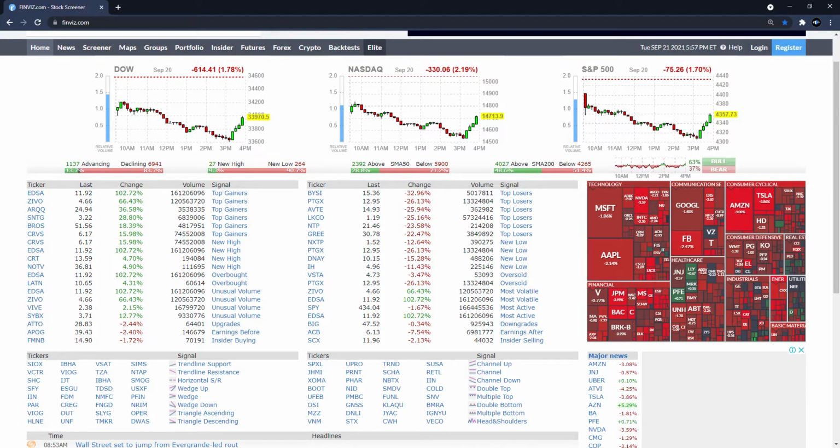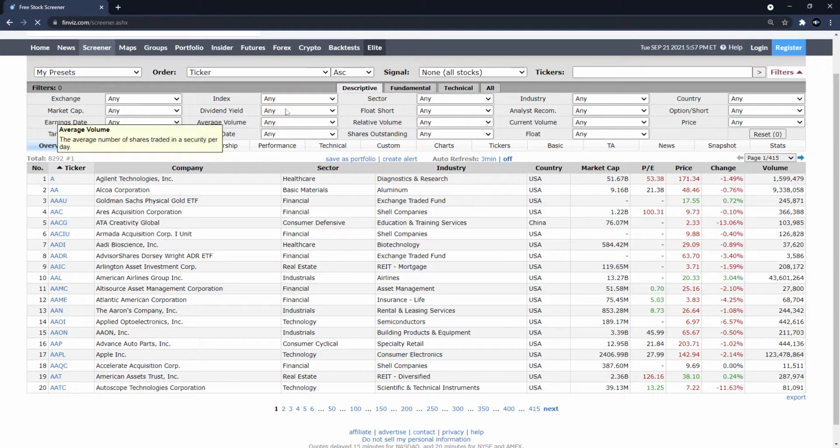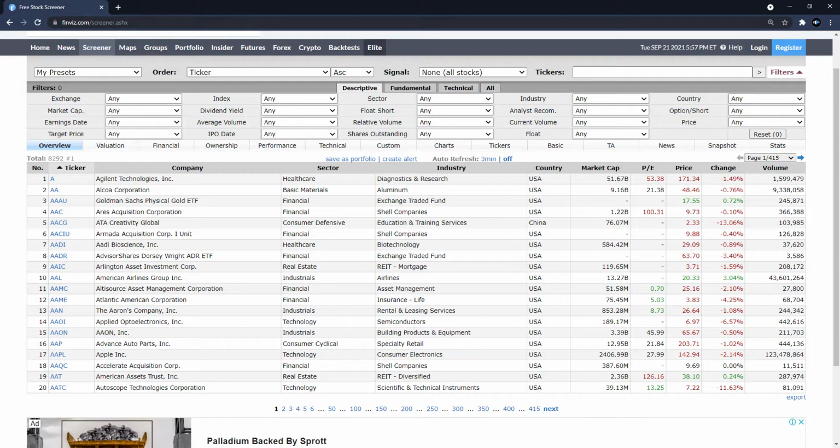First of all, what you want to do is go on Finviz.com. Then after that, you're going to go on Screener. Bam, you just click on that. After that, you're going to be taken to this window right here, finviz.com/screener.ashx. Okay, after that, this is just personally what I do.